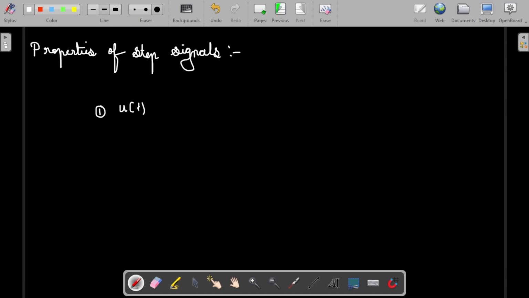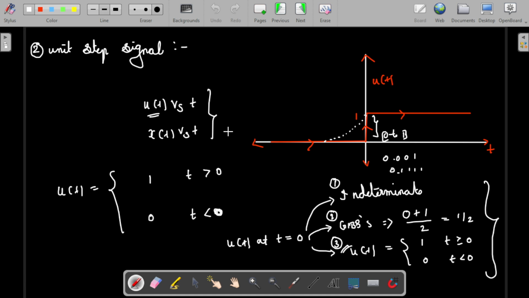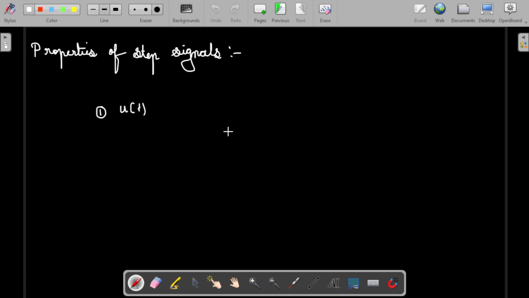Let's start today's lecture with the properties of step signal. As stated in the last class, this is how the unit step graph and the relationship will look like. So let's start with the unit step signal. We know that the breakpoint is t is equal to 0. At t is equal to 0, the graph will change. So this will be called the breakpoint.